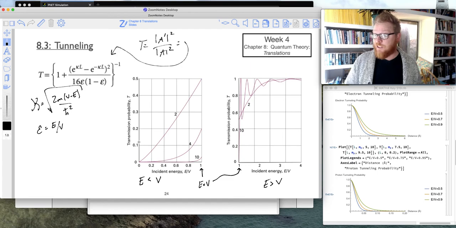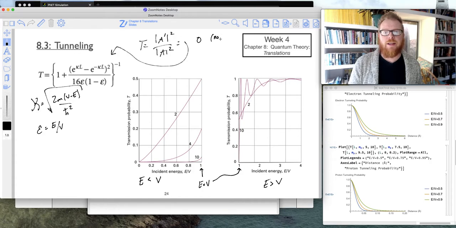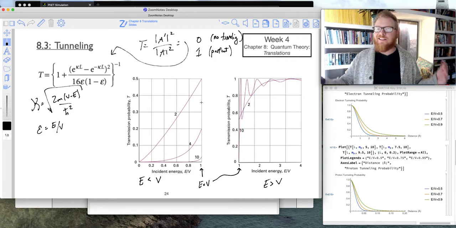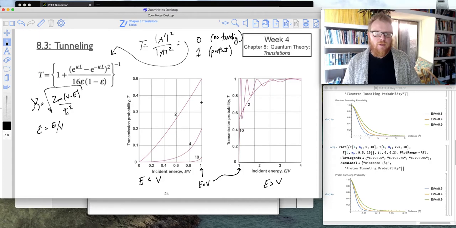0 meaning 0% chance that it transmits through. So when T is equal to 0, no tunneling is possible. In other words, it doesn't make it out of the other side, okay? And of course, when T is equal to 1, this is like the perfect case where the particle just moves through there unscathed, right? Which, as you can see from the graphs, is also not possible. It can't quite hit up to that 1 value. And I'll describe these 2 figures in a moment, okay?